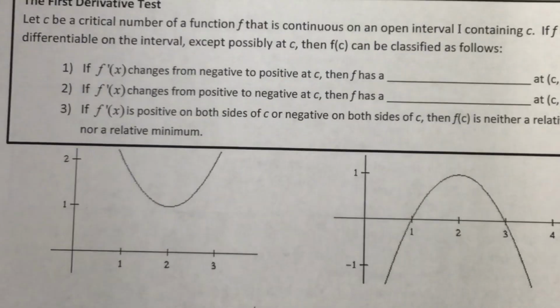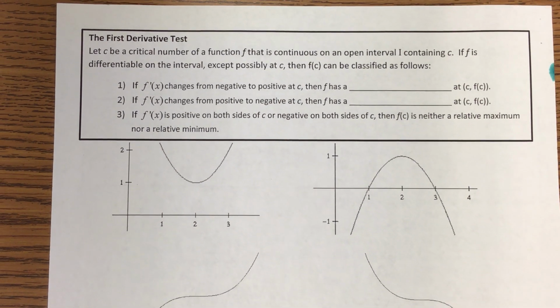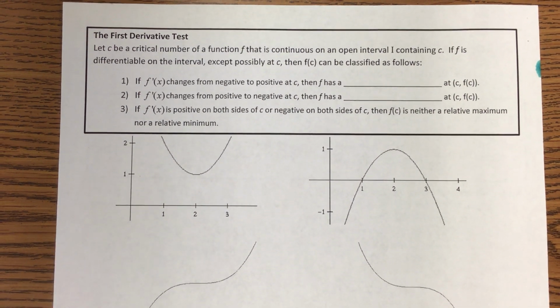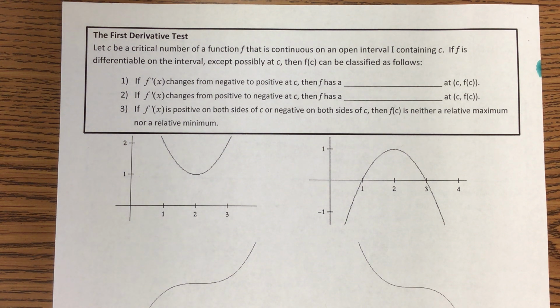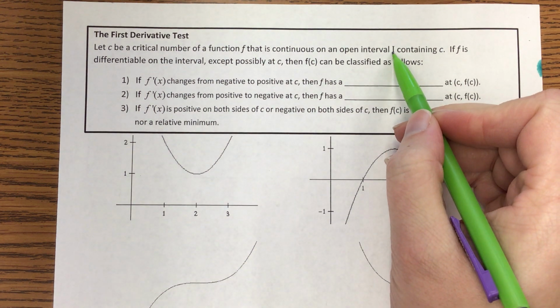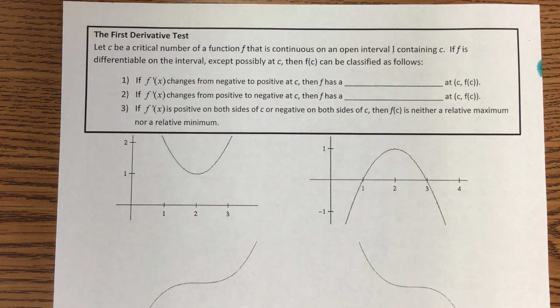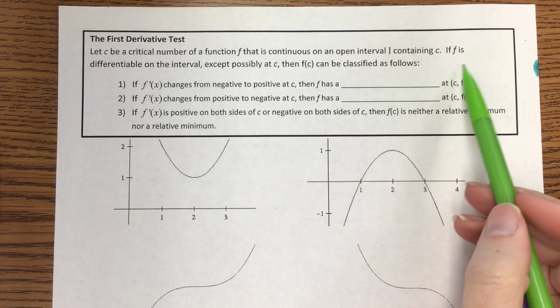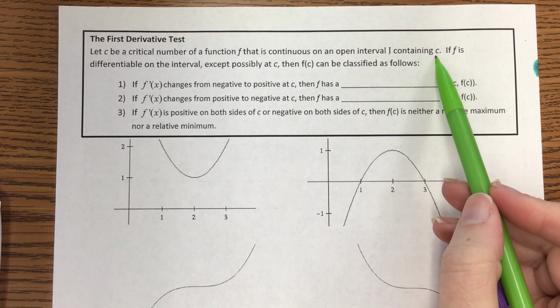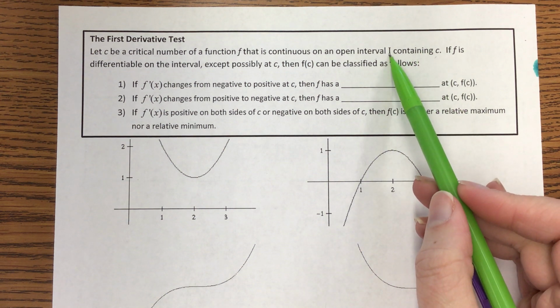Back to the first derivative test. C is called a critical number of a function. F is the function, and f is continuous on an open interval I containing C. So I is just like from 3 to 7, or from negative infinity to positive infinity. They often use the letter I to indicate an interval. It's not really special, it's just an interval. C has to be between the left and the right endpoints if there are any endpoints on your interval.